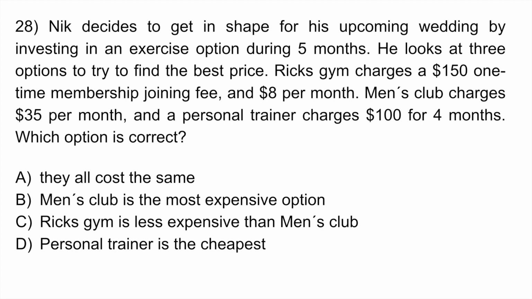Okay, so Nick decides to get in shape for his upcoming wedding by investing in an exercise option during 5 months. He looks at 3 options to try to find the best price. Rick's Gym charges a $150 one-time membership joining fee and then charges $8 per month. The Men's Club charges $35 per month, and a personal trainer charges $100 for 4 months. Which option below is correct?